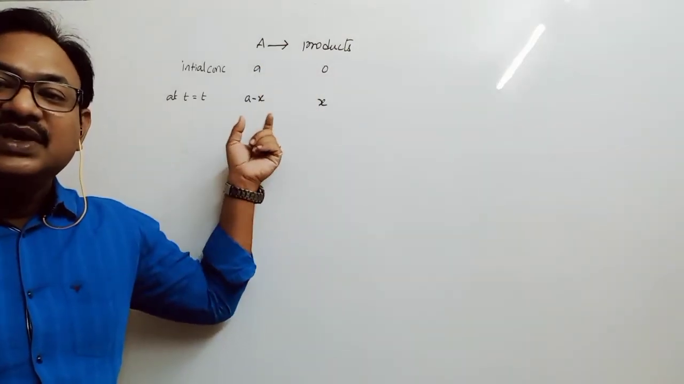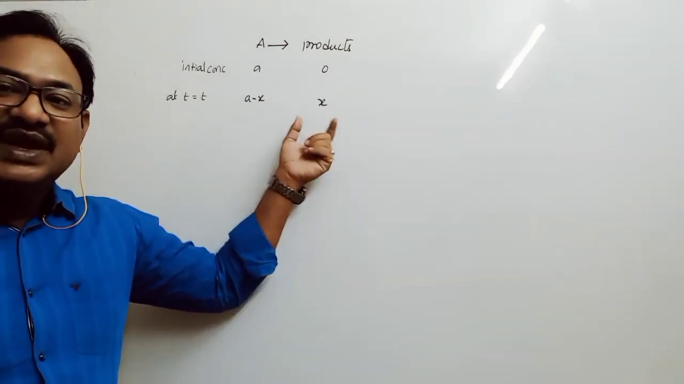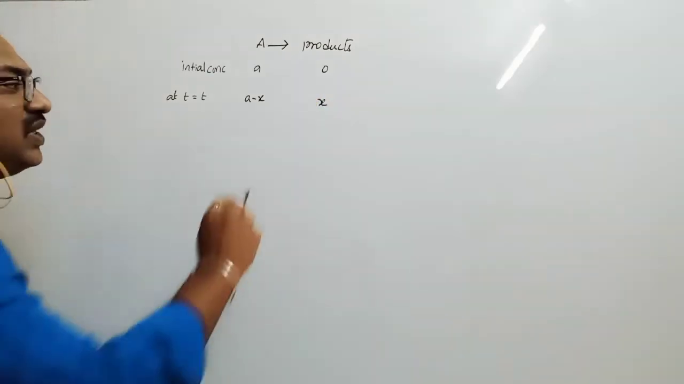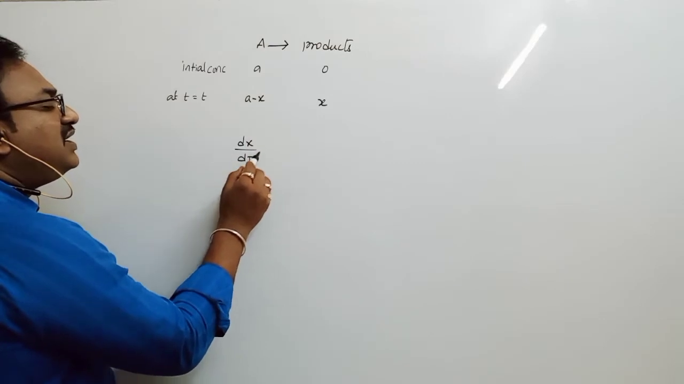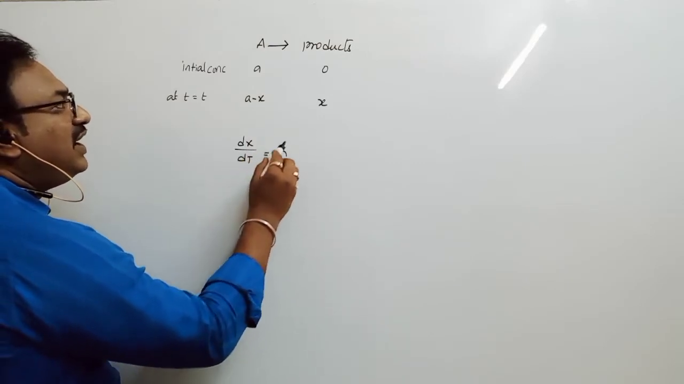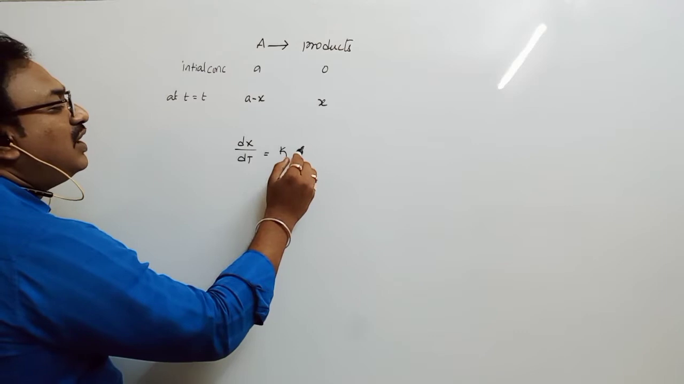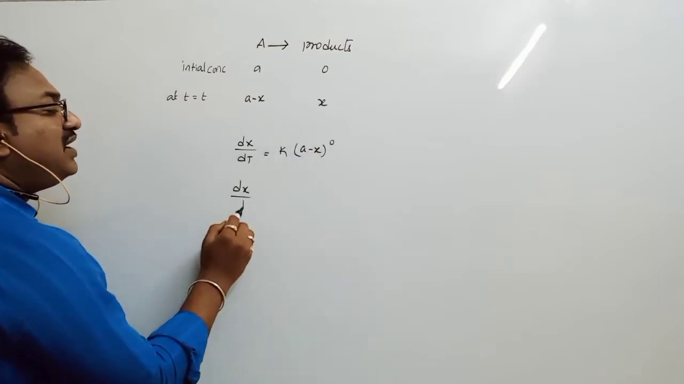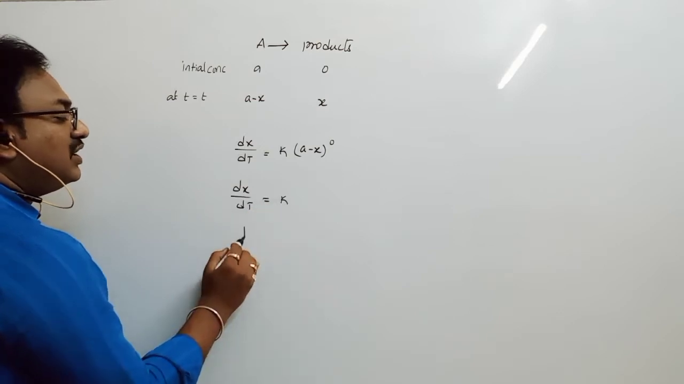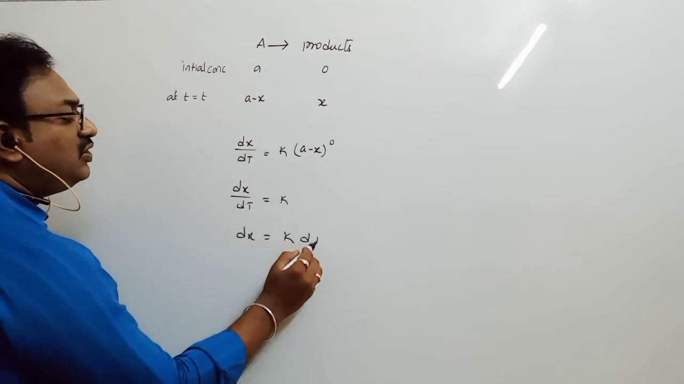After time t, a minus x is left and x is the product. Then the rate dx by dt is equal to k into (a minus x) power 0. Therefore, dx by dt is equal to k. So, dx is equal to k into dt.